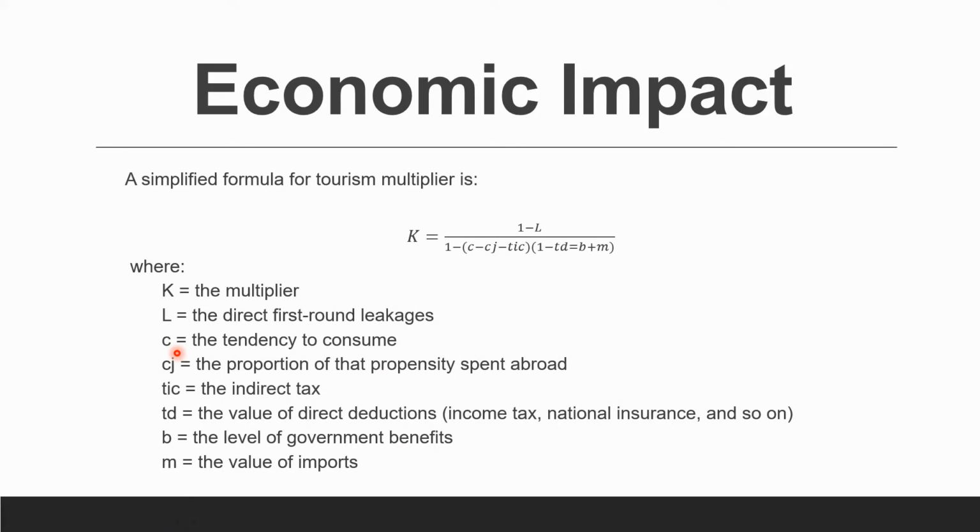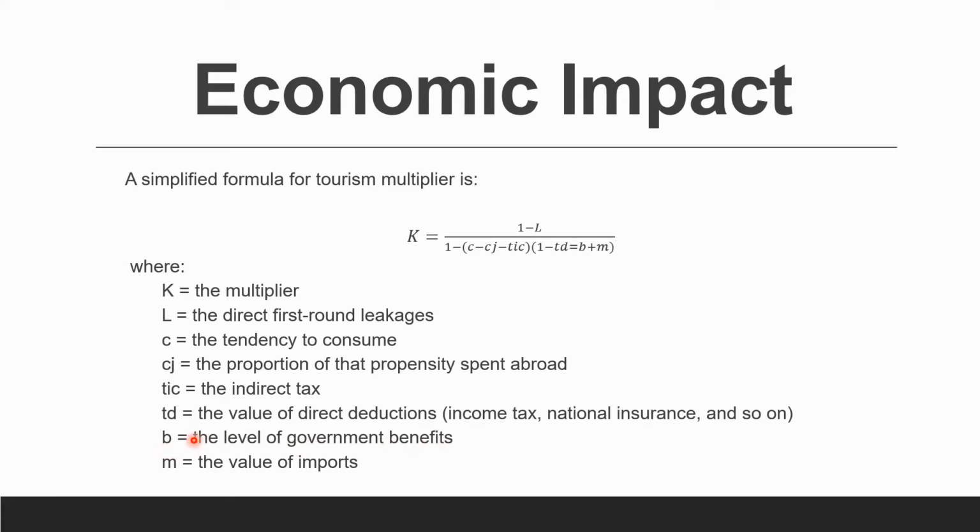A simplified formula for tourism multiplier is K equals (1 minus L) divided by (1 minus C minus Cj minus TIC) times (1 minus TD) equals B plus M, where K equals the multiplier, L is the direct first-round leakages, C is the tendency to consume, Cj is the proportion of the propensity spent abroad, TIC is the direct tax, TD the value of direct deductions or income tax, national insurance, and so on, B the level of government benefits, and M is the value of imports.